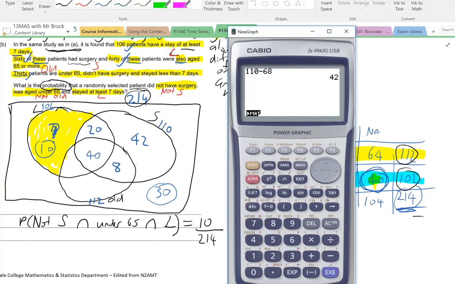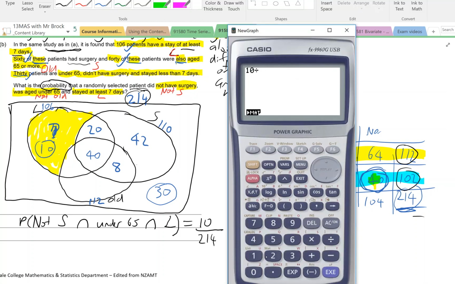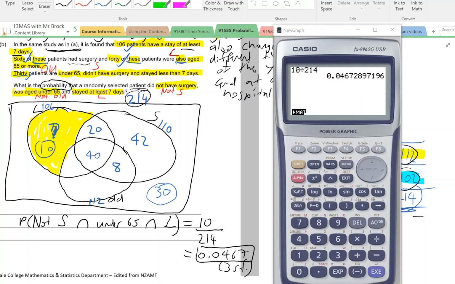And if we want to make that a decimal, we don't have to, but 10 divided by 214, and it's 0.0467. It's 3 significant figures.